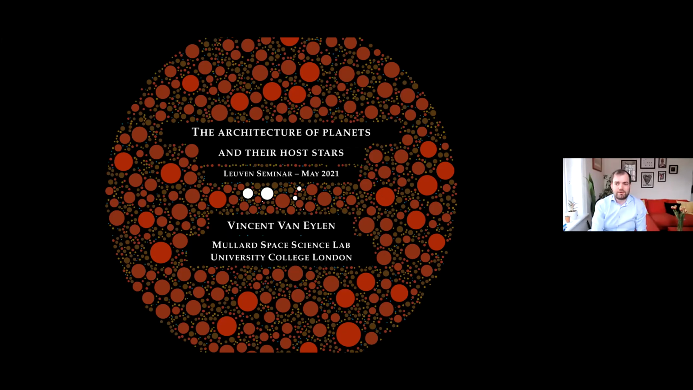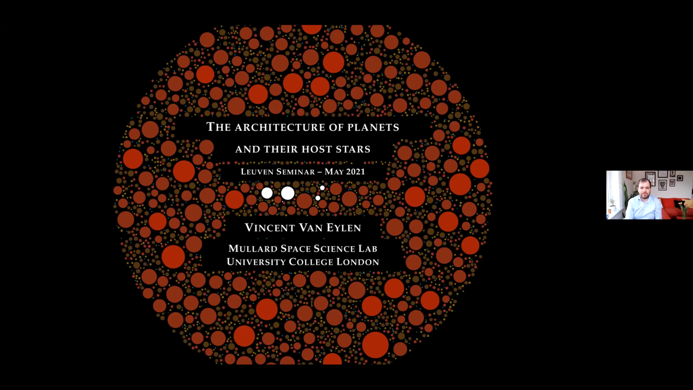So I want to talk today about the architecture of planets and their host stars. And what you're seeing here in this image is all the currently known transiting exoplanets. And so there is a few thousand of them. And then here in white, just in the center of the image, I'm showing you the solar system planets. So there's 8 of them.